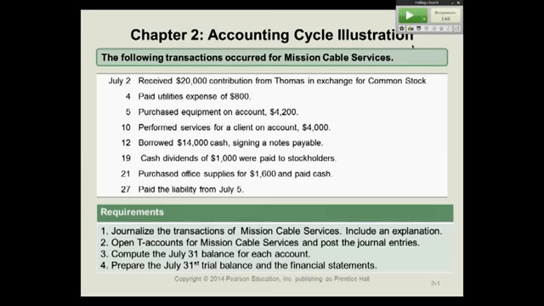Here, how would I trace it back to the general journal? I'd have to have a page number, and the page number would be here. You'd have a posting reference, and that posting reference would be journal page 1. And here you'd have a posting reference, and that would be journal page 1.